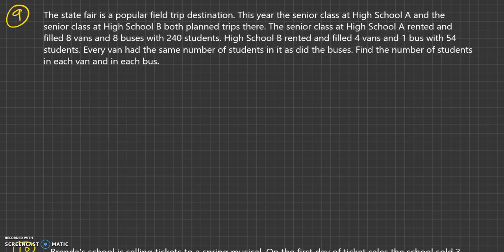So in this problem, these first two sentences are just setting the context. I'm going to outline those and just read them. The state fair is a popular field trip destination. That does not help you mathematically. This year, the senior class at high school A and the senior class at high school B both planned trips there. Again, it sets the context. It really doesn't help you a whole lot mathematically.